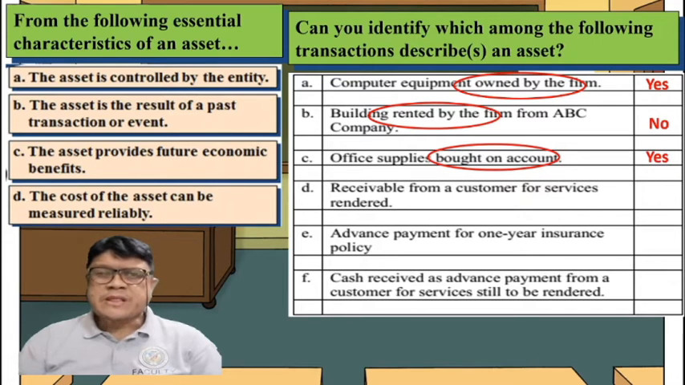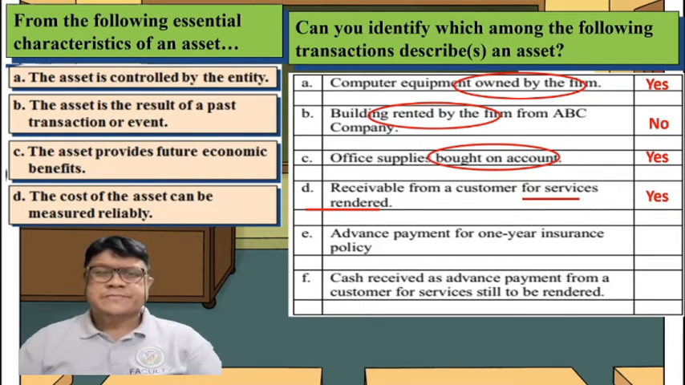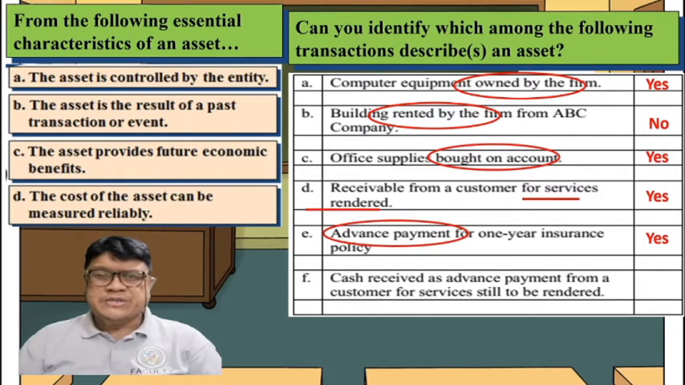Keyword: bought on account. Receivable from a customer for services rendered. Very good. Keyword: for services rendered. Advance payment for 1-year insurance policy. Very good. Keyword: advance payment. Cash received as advance payment from a customer for services still to be rendered. Very good. Keyword: advance payment from a customer for services still to be rendered.